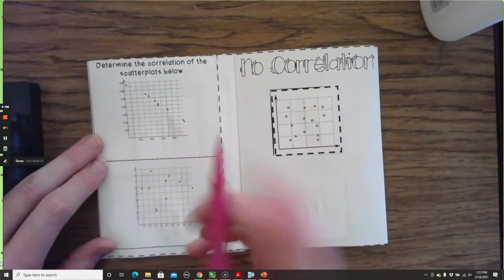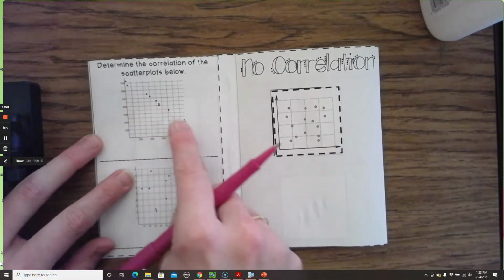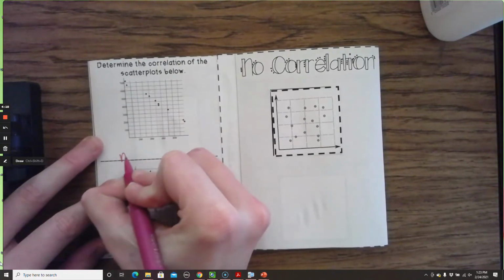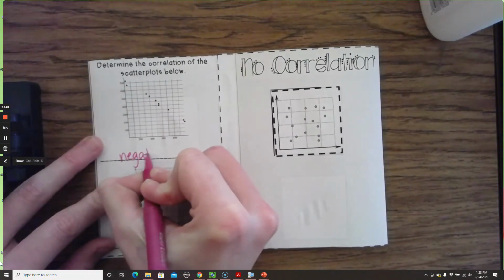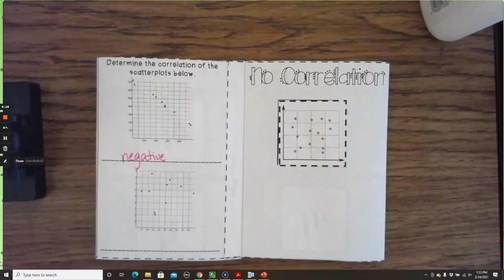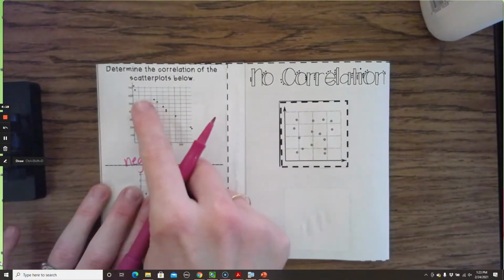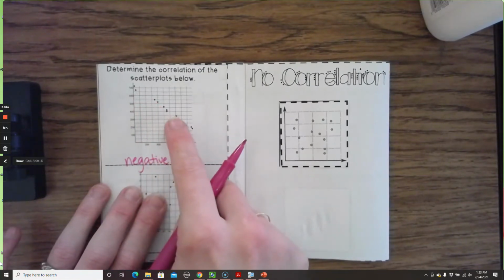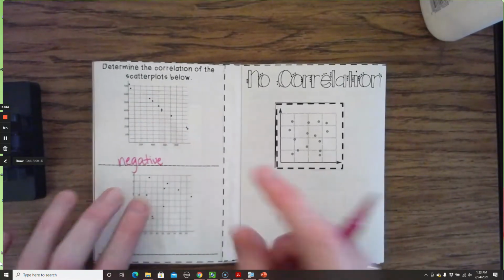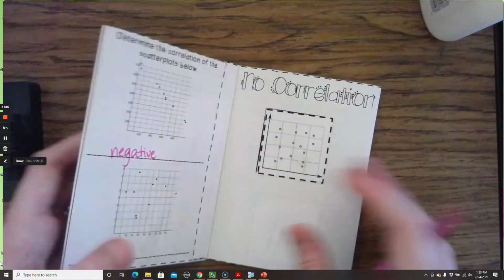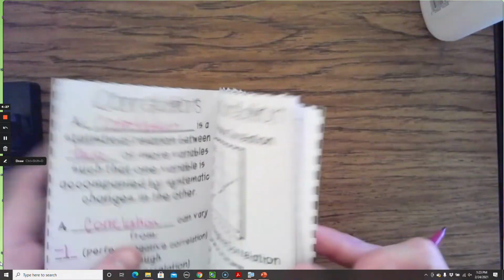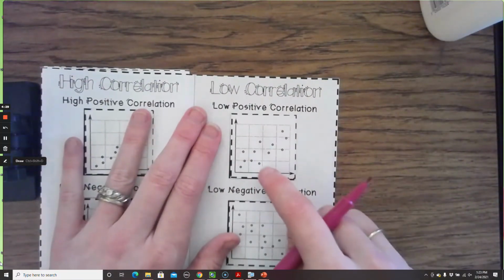So on this first one, we can see that it's going downhill. And so that is a negative correlation. I would say it's probably a high negative. We're missing some data in here, but you can tell that they're still pretty closely grouped, and they're not big outliers like we have in that low correlation. You kind of see where you've got some data that's random in there.